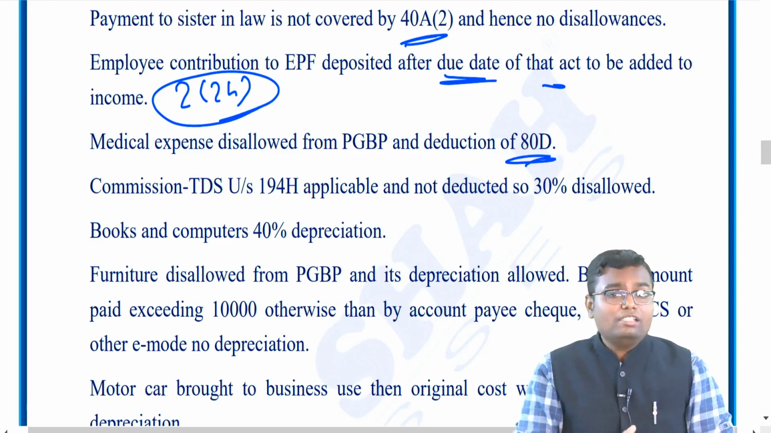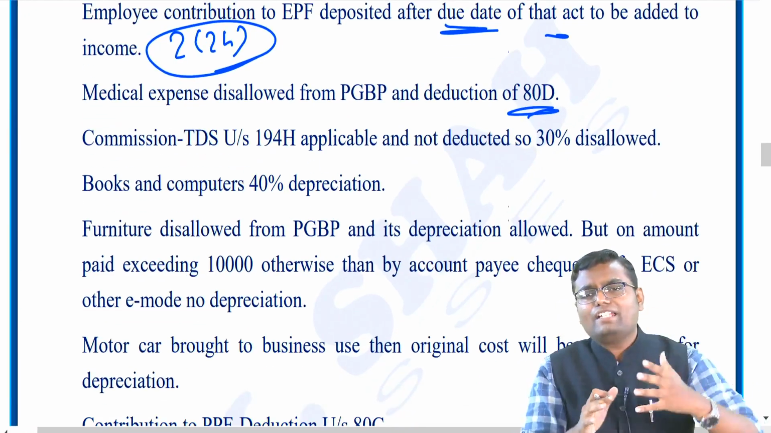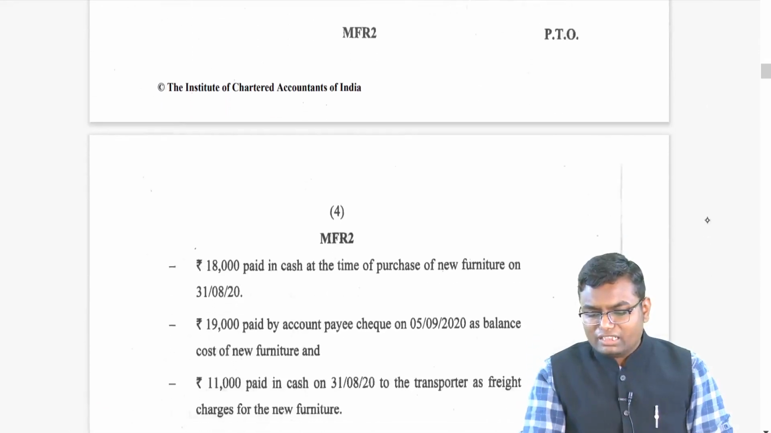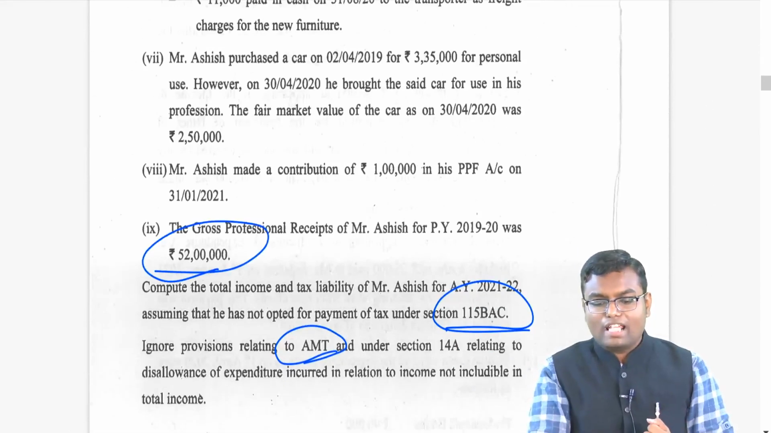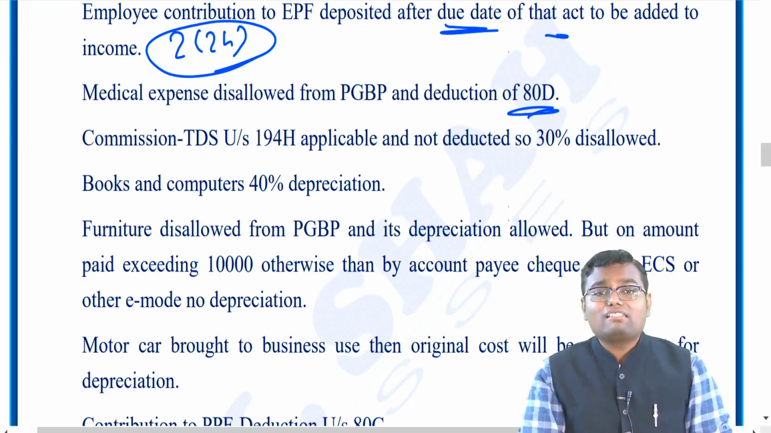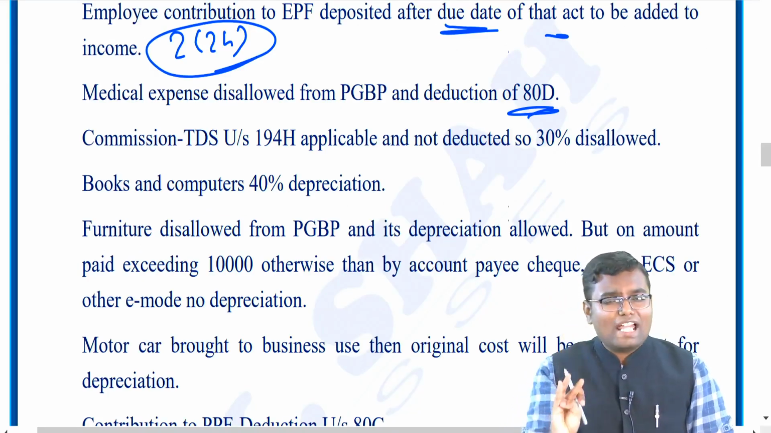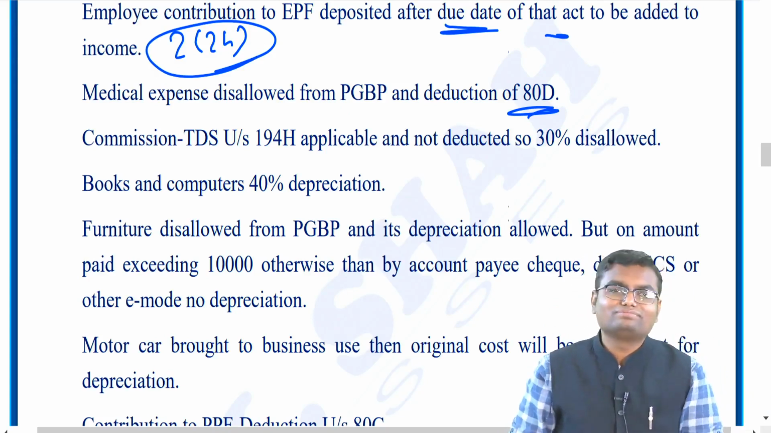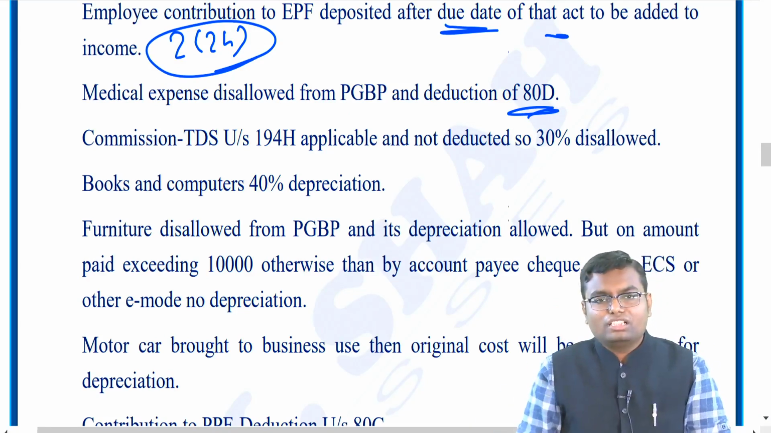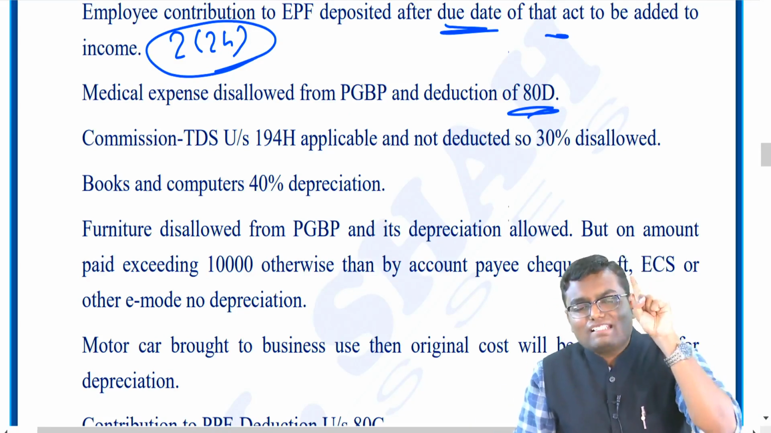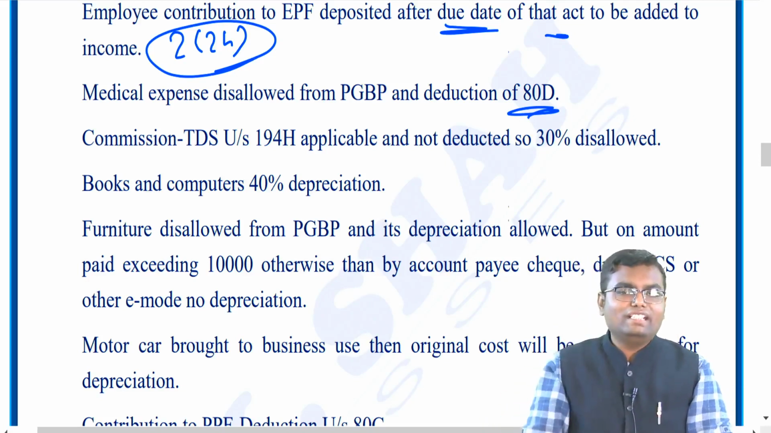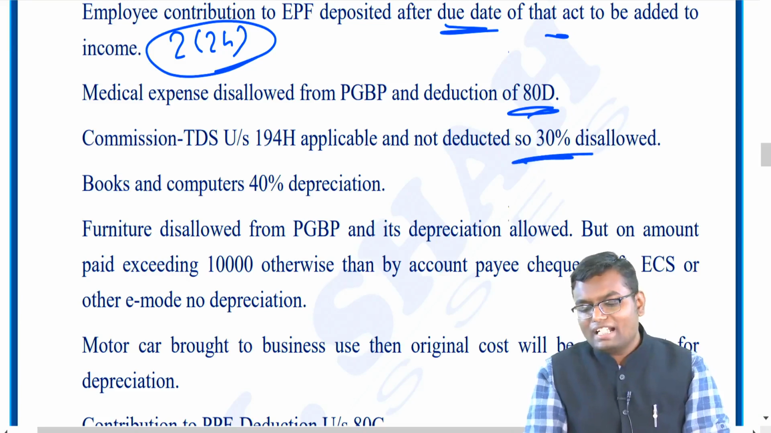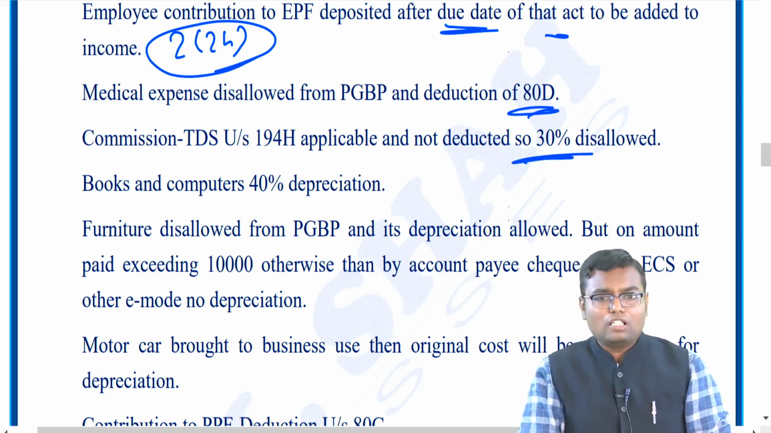Then commission. See, if you see the last line of the question, they have given the professional income of Mr. Ashish for the last year as somewhere 52 lakh. Can I say more than 50 lakh? So in this year 194A, 194C, 194H, 194I, 194J, these five section TDS provisions are applicable. While making the payment of commission above 15,000, 194H is applicable. And if you are not deducting TDS and you are paying the commission to a resident person, 30% of that expense will be disallowed. So you had to disallow 30%.